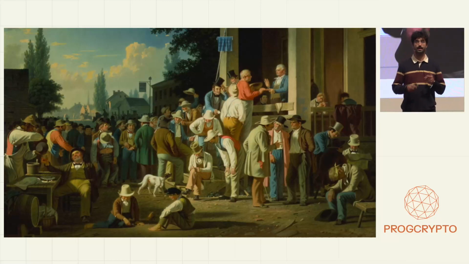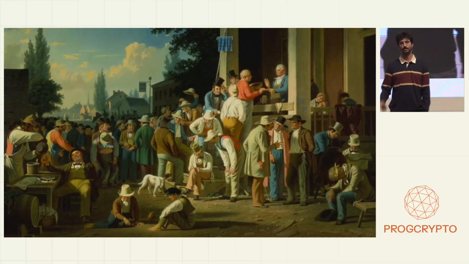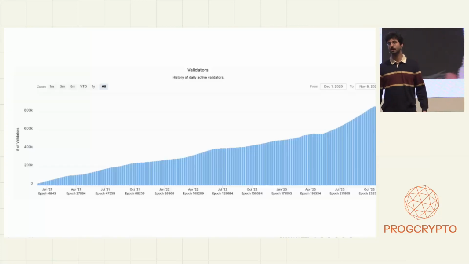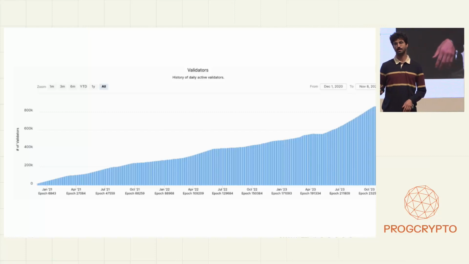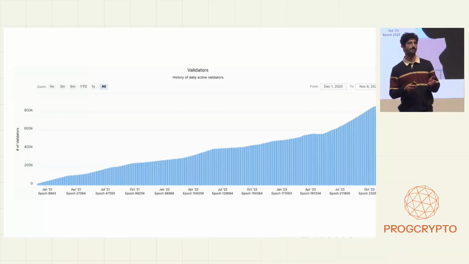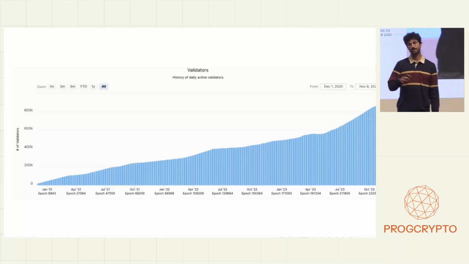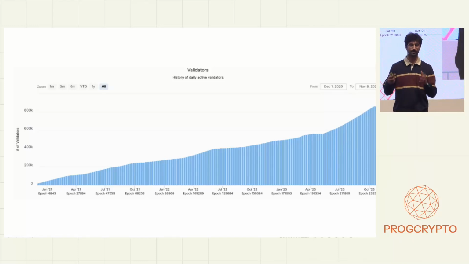And in these elections, we use digital signatures to vote on things. So people vote, and they sign the block that they believe in. Ethereum currently has about 800,000 validators. So this is like a big number of validators. And this means that digital signatures on their own are not sufficient. We need to boost them.